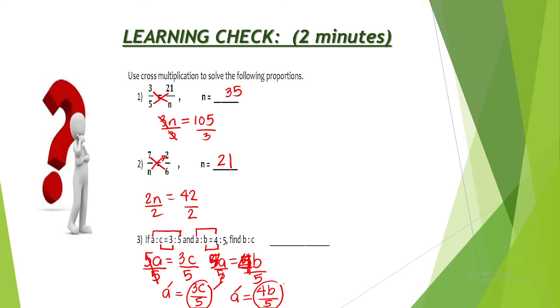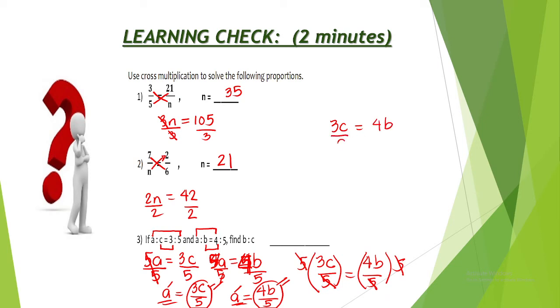Therefore, what I circled is equal. 3c over 5 is equal to 4b over 5, because both are equal to a. So, I can now cancel out 5. We multiplied by 5 on both sides so that the 5 cancels. We are left with 3c and 4b. So, I'm going to have B is to C. Okay, so 3c is equal to 4b.